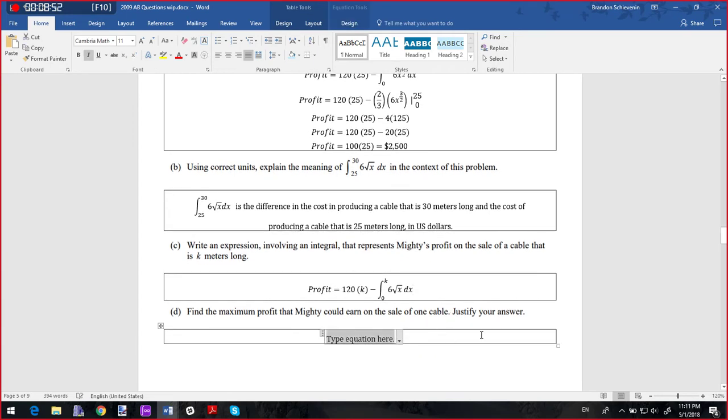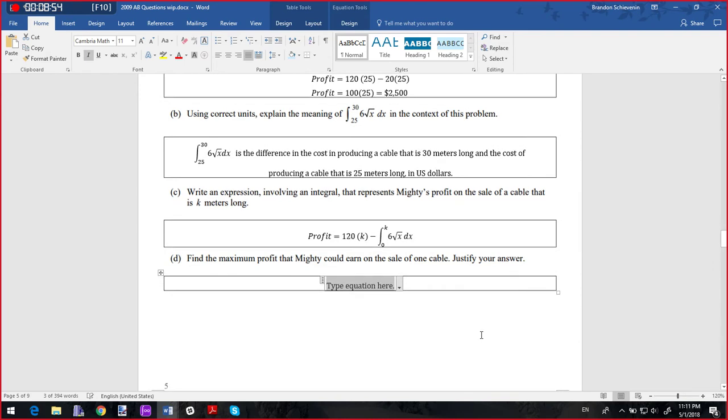Okay, last step. They want us to find the maximum profit that Mighty can earn on one sale of the cable. So in order to maximize a value, I would need to check the slope, set it equal to 0, and solve for x. Because any point where the slope is 0 could be a maximum or it could be a minimum. So the first thing I'm going to do is derive this equation for profit that we just found. So let me copy my equation really quick.